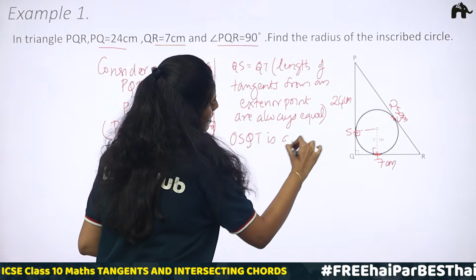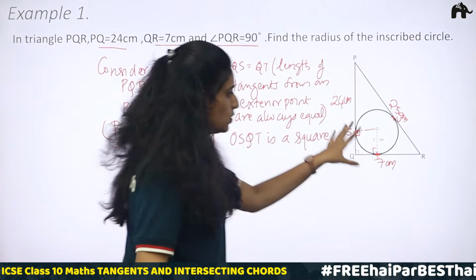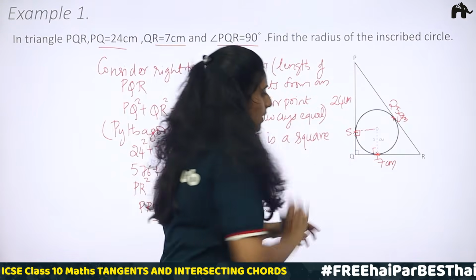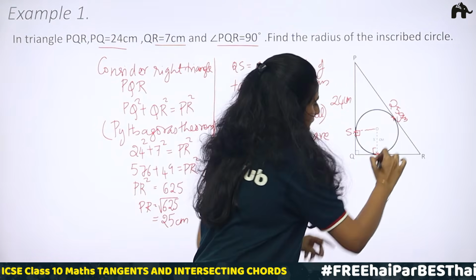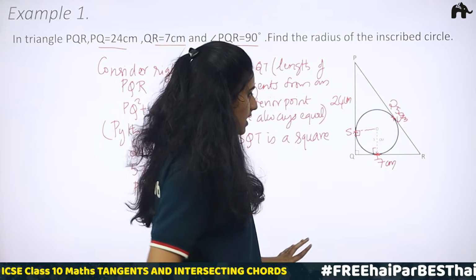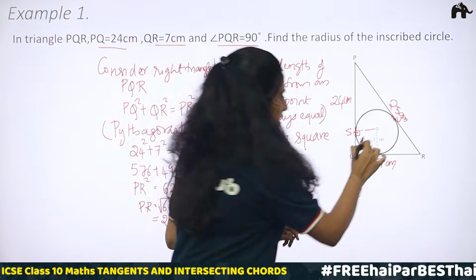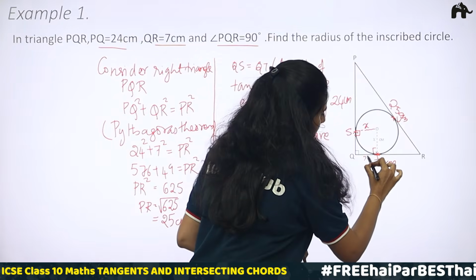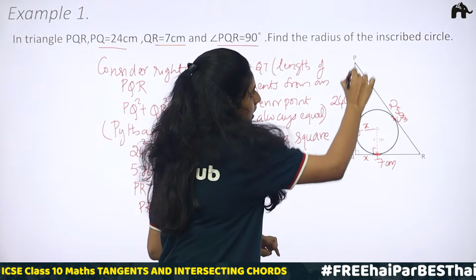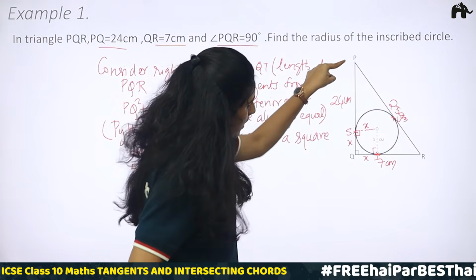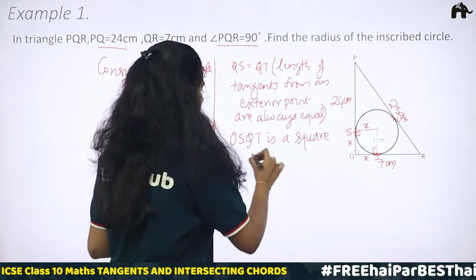OSQT is a square. So, we know that for a square, all the sides will be equal. Length of sides should be equal. So, in order to find this x, that is the radius of circle, we need to find any of this length of tangent. This is x, this is x, this is x and this is x. Now, here we have the total length PQ is equal to 24 centimeter.